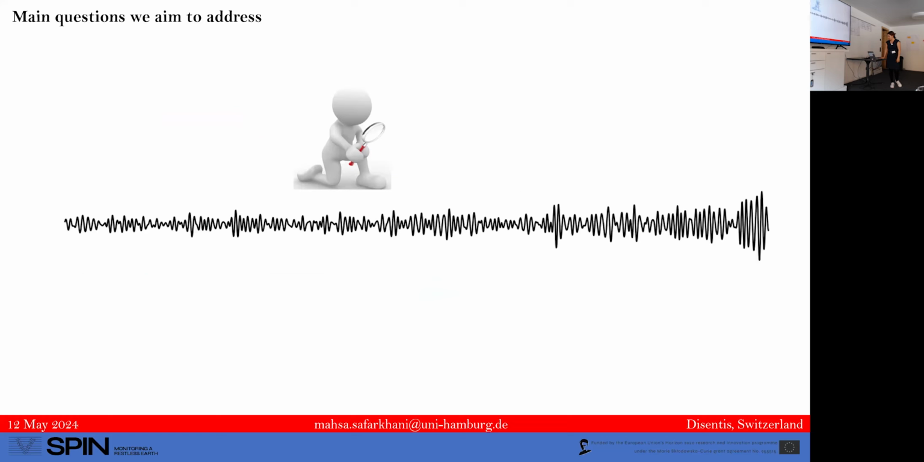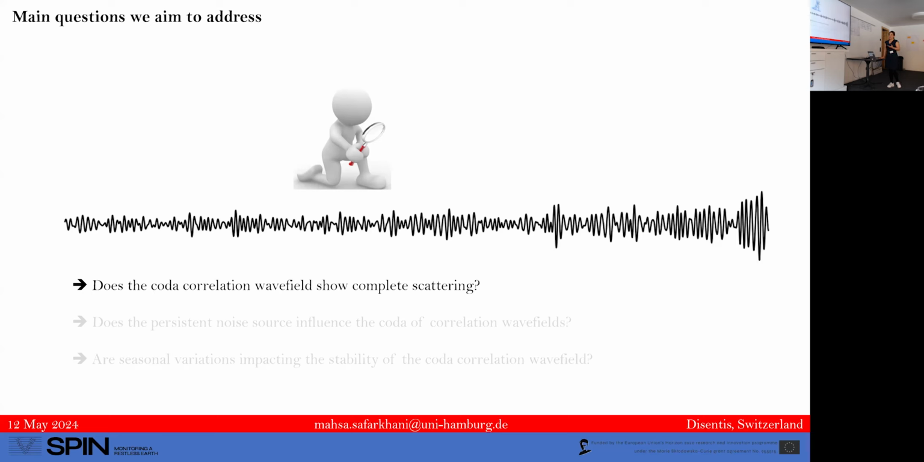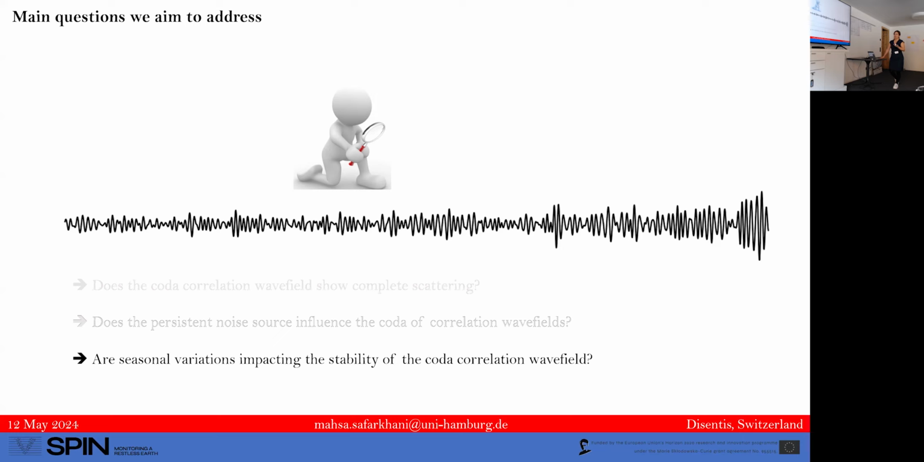So in this study, we want to focus on the coda of the correlation wave fields and investigate some basic assumptions in this way. We try to answer these questions: does the coda wave field show complete scattering, and does the persistent noise source influence the coda of the correlation wave field, for example, in this case the oceanic sources? And also, are there any seasonal variation impacts regarding the stability of the coda of correlation wave fields? So we need to retrieve the correlation functions.